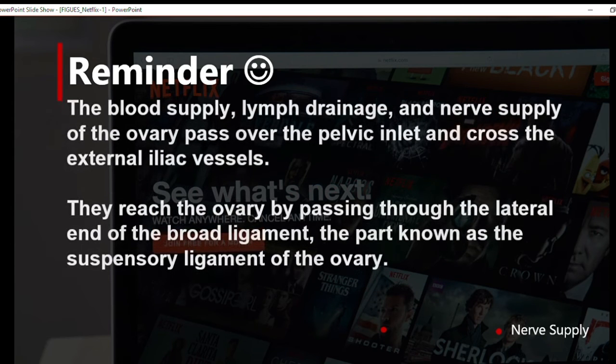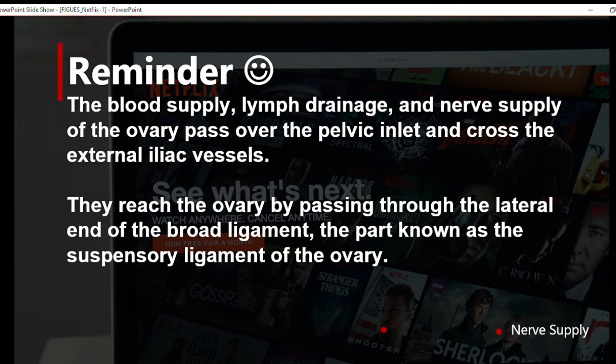Reminder: the blood supply, lymph drainage, and the nerve supply of the ovary pass over the pelvic inlet and cross the external iliac vessels. They reach the ovary by passing through the lateral end of the broad ligament, the part known as the suspensory ligament of the ovary.